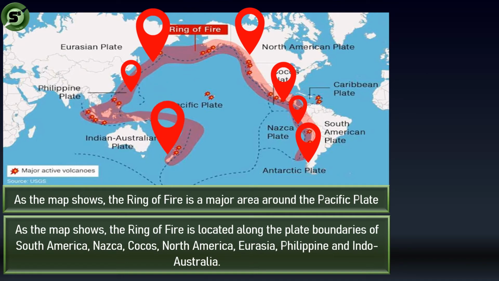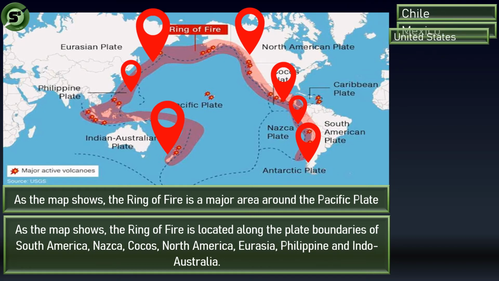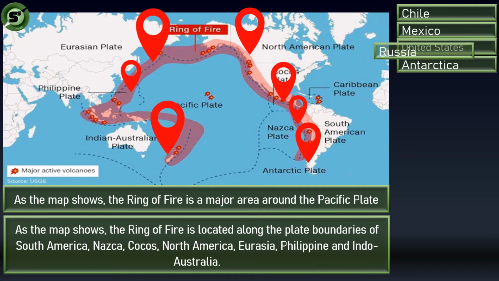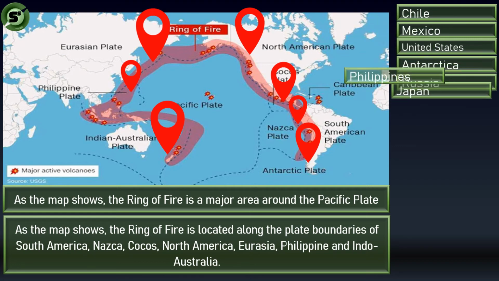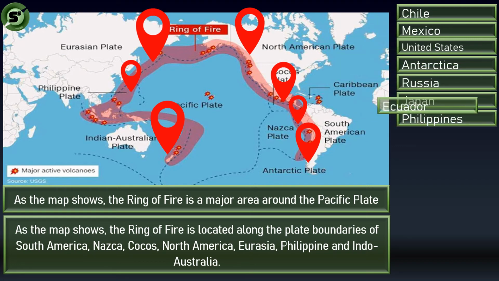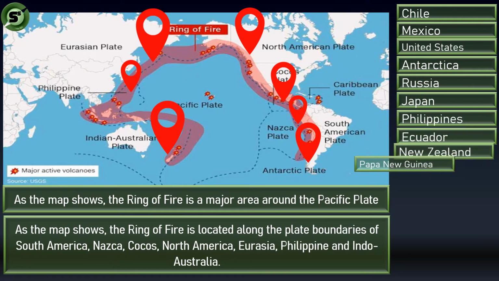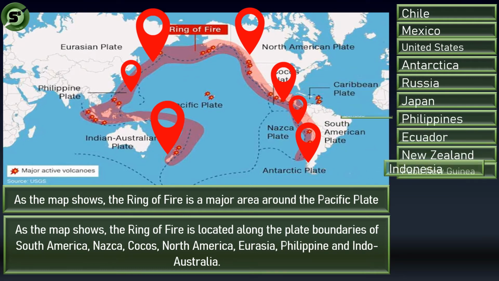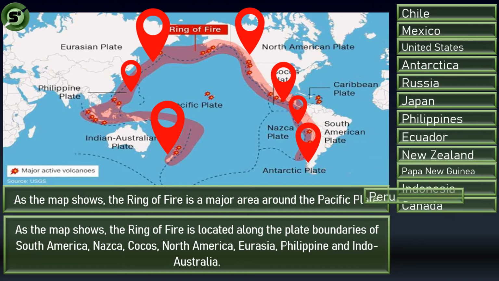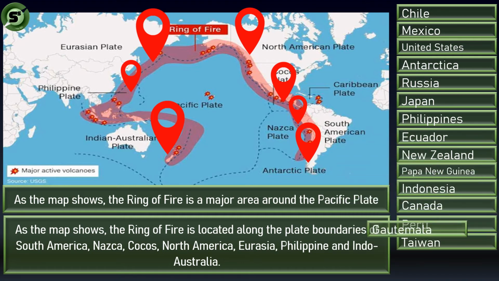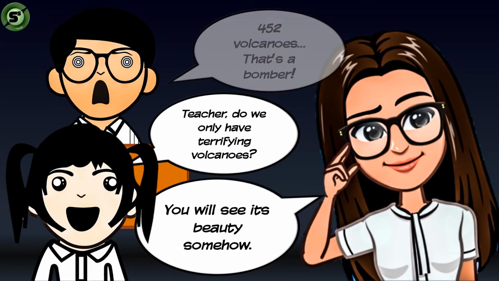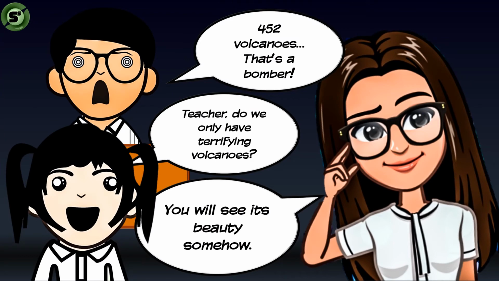Some countries around the Pacific Ring of Fire are Chile, Mexico, the United States of America, Antarctica, Russia, Japan, the Philippines, Ecuador, New Zealand, Papua New Guinea, Indonesia, Canada, Peru, Taiwan, Guatemala. These countries usually encounter earthquakes. Before we continue our discussion, let's watch this short clip. You will see how amazing landforms are found on the planet because of plate boundaries.